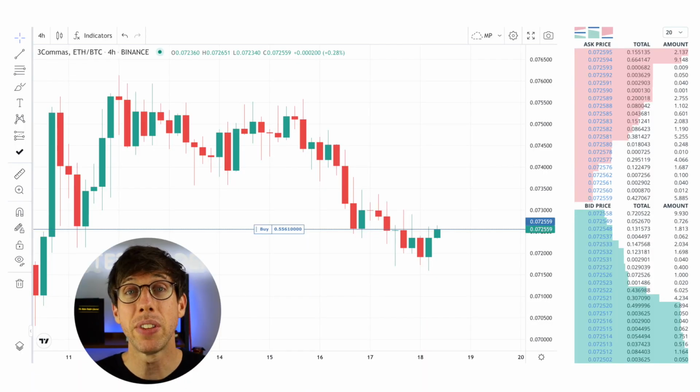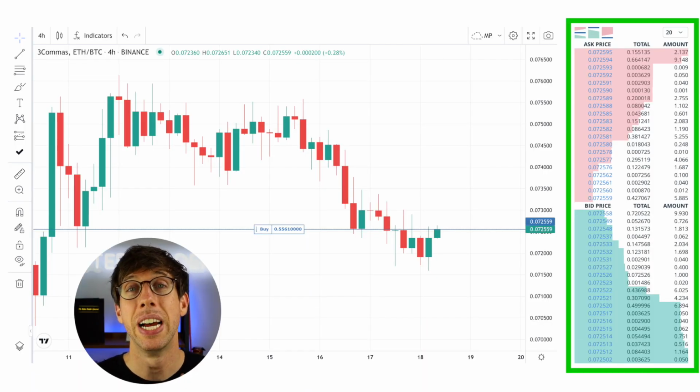In 3Commas, when you're looking at smart trade, you do have the ability to view a TradingView chart and the order book right there on the page. So when you're looking at where you might want to place your orders, the order book can provide some helpful information to let you know where there might be a group of a lot of people waiting to buy or waiting to sell.